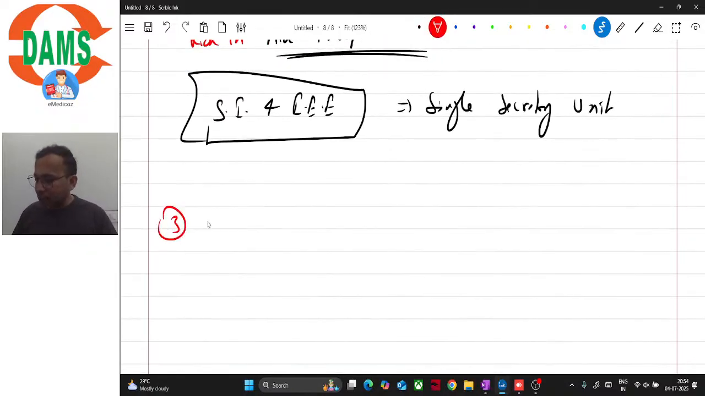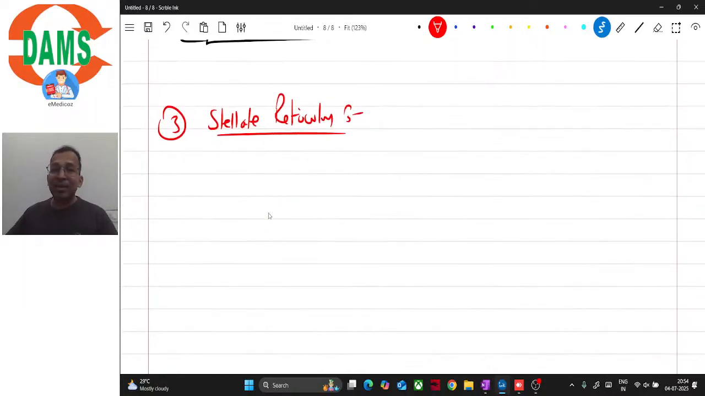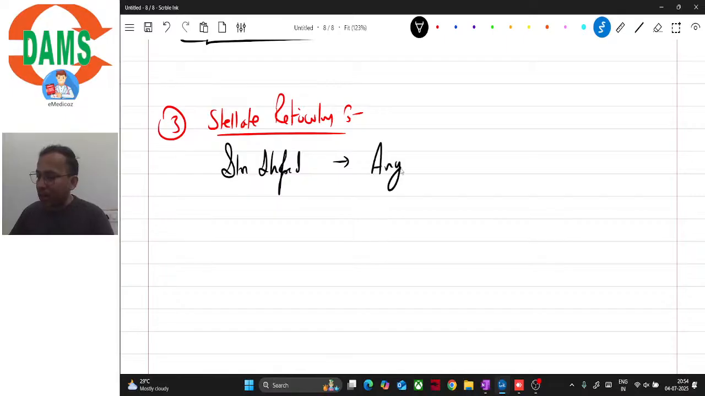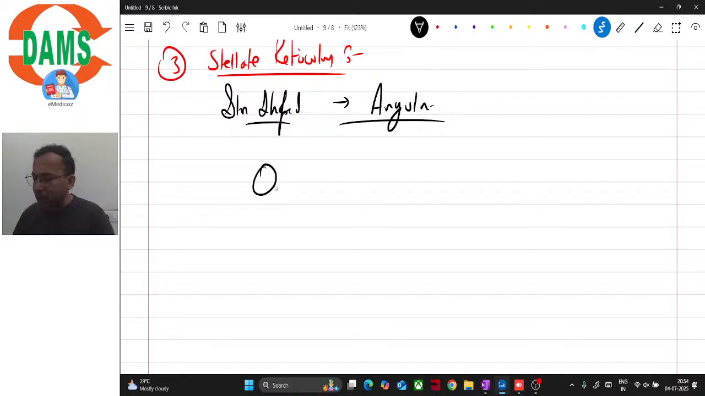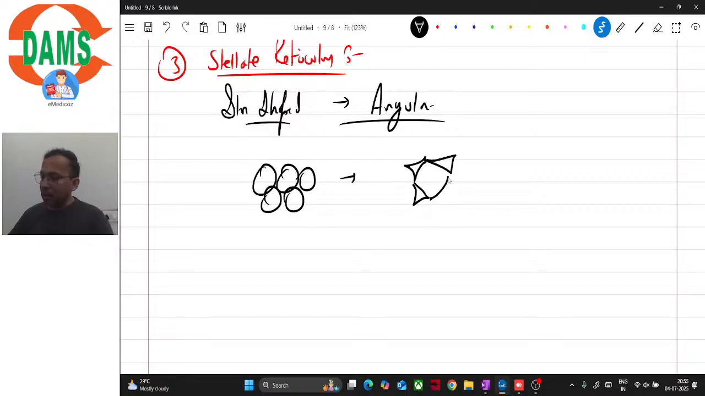So the third cell is stellate reticulum. As the name implies, stellate reticulum is star shaped, or you can say it is angular. Now, why is it star shaped or angular? When we began at the bud stage, all these cells were polyhedral, isn't it? So what happened that changed the shape of these cells from polyhedral to star shape?